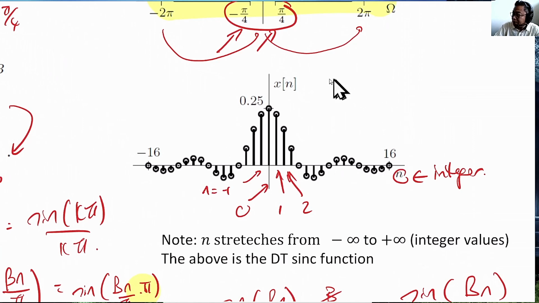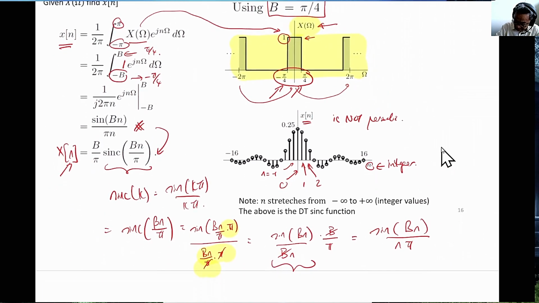Okay, and you'll realize that x[n] is not periodic. But it is discrete time because we are in index value of n now for time. And this is the final answer.